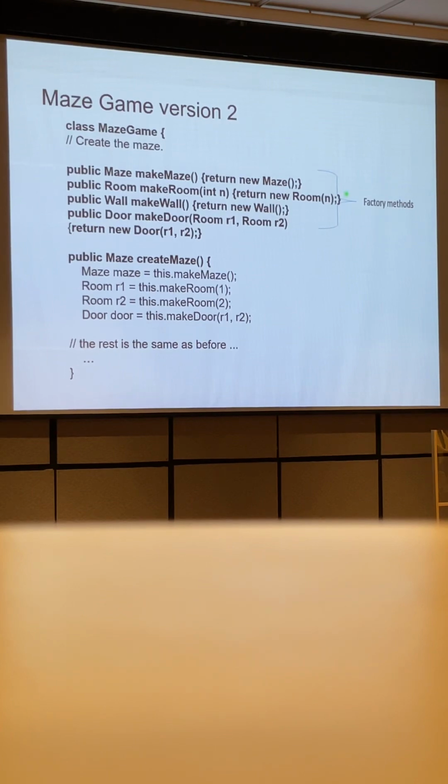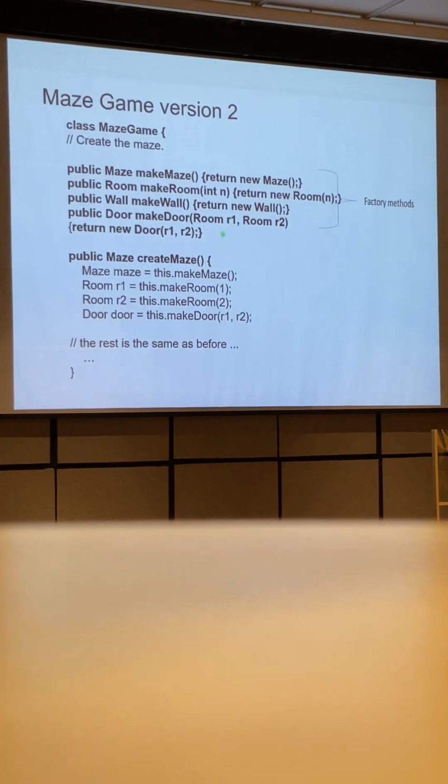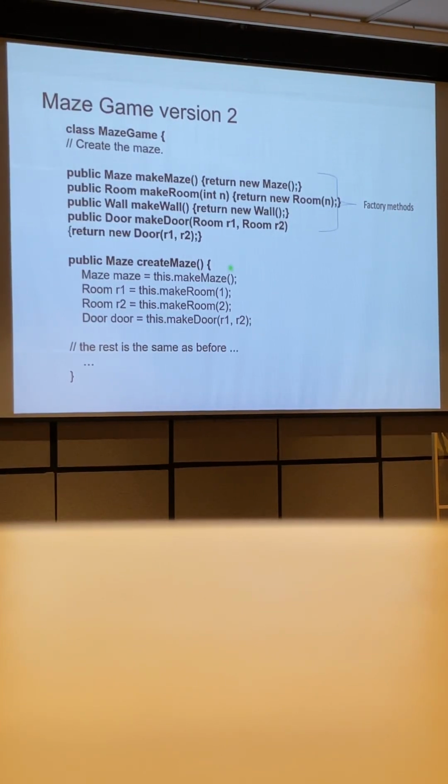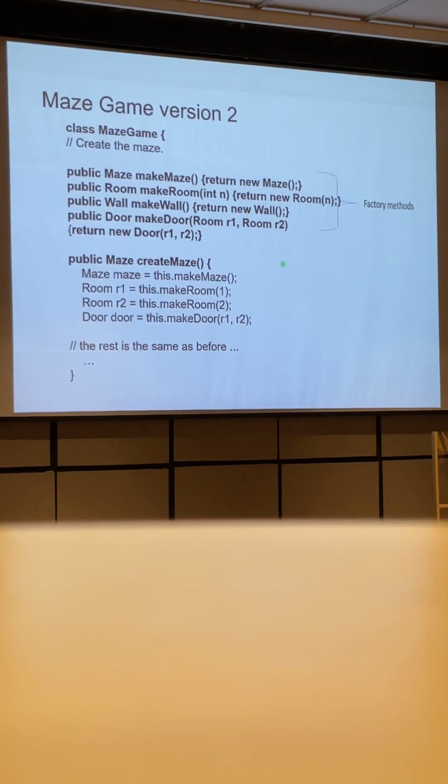A better approach would be to use factory methods. So we would have make maze, which is roughly similar to what create maze was doing earlier, but we also have factory methods for other objects in our game: make room, make wall, make door. So create maze, instead of creating the specific maze object, now calls the factory method make maze to make the proper maze, and make room to make the proper room, and make door to make the proper door.